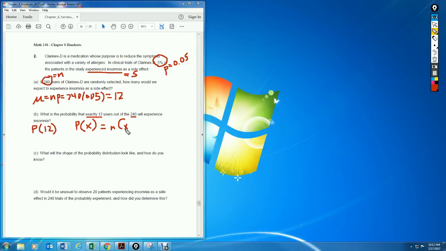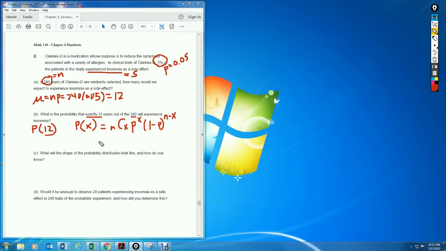nCx times p raised to the x times 1 minus p raised to the n minus x. All right, and we have all these numbers. x is 12, n is 240, p is 0.05. So you just have to substitute all those values in. Pause this for a moment if you want to go ahead and try to calculate that on your own before I show you the solution.